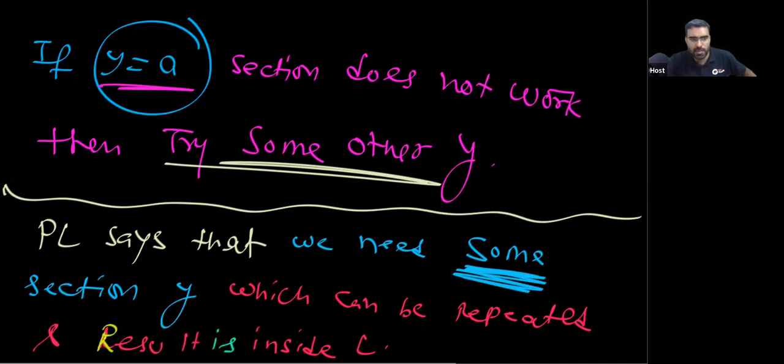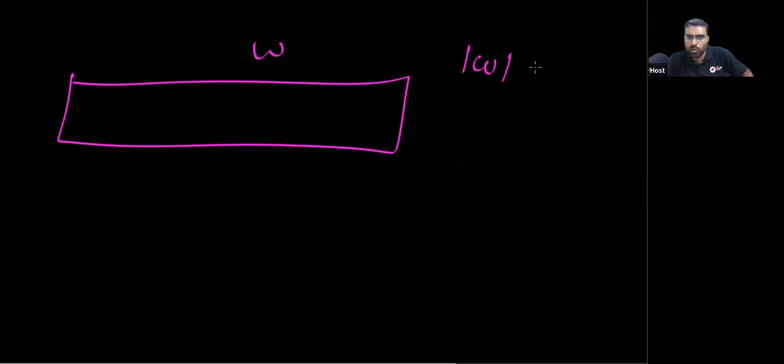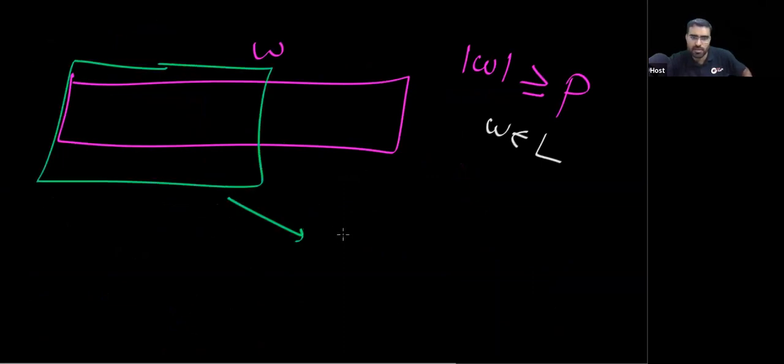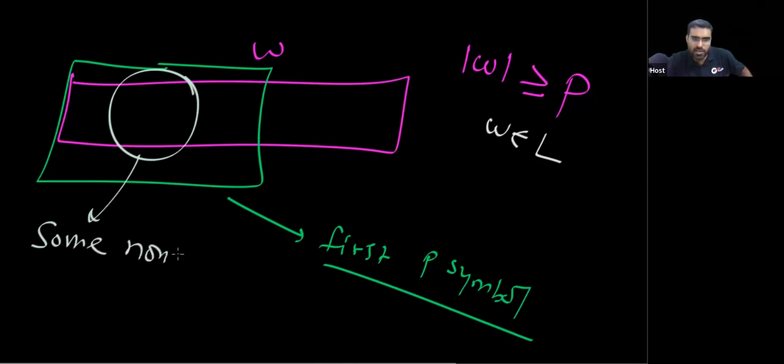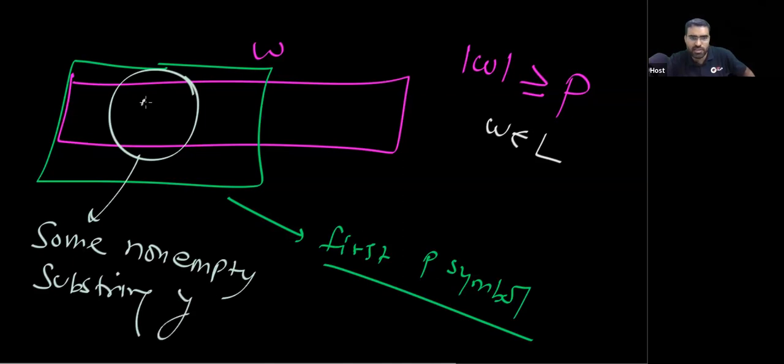Remember, the pumping lemma says that we want some section. I told you that you have this W. This is your W, W length is greater than or equal to P, and W belongs to L. Within the first P symbols, some part we need. Do you agree? We just need some non-empty substring Y.